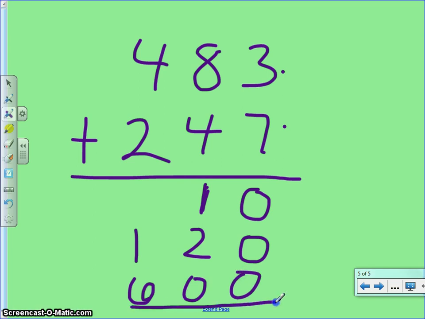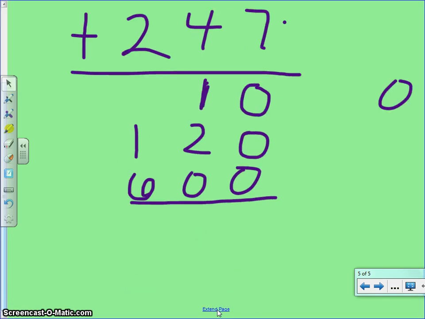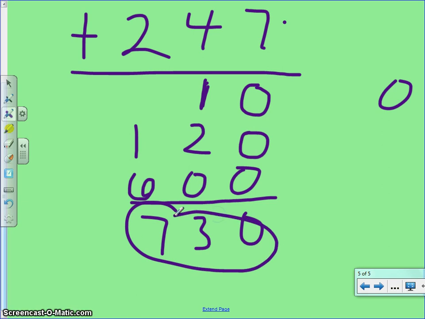I add these all up and it's going to give me 0. Let's extend this. So it's going to give me 0, 110 and 2 tens, that's 3 tens. 100 and 600 would be 700, so 730 is my answer.